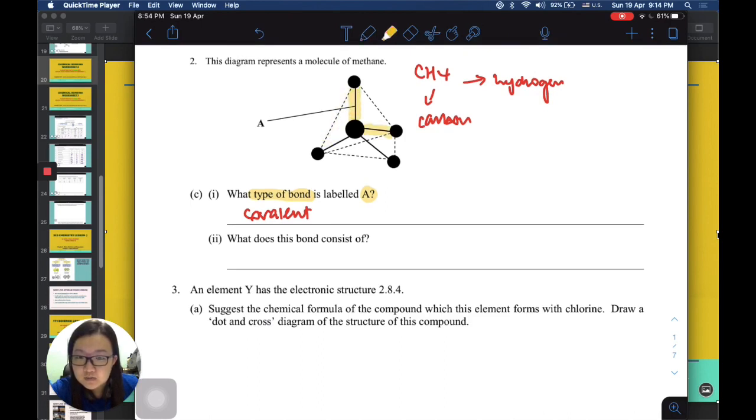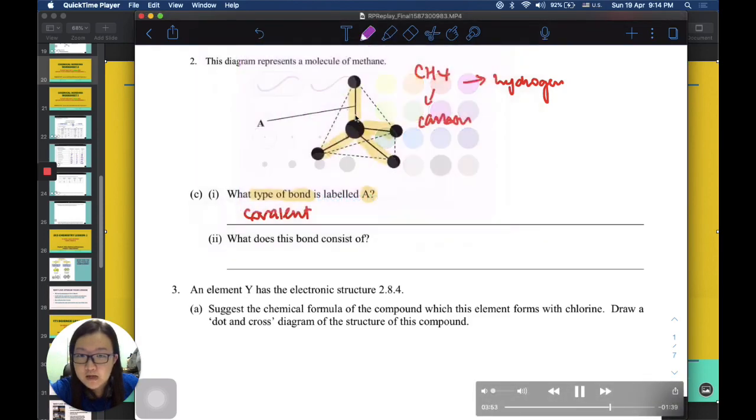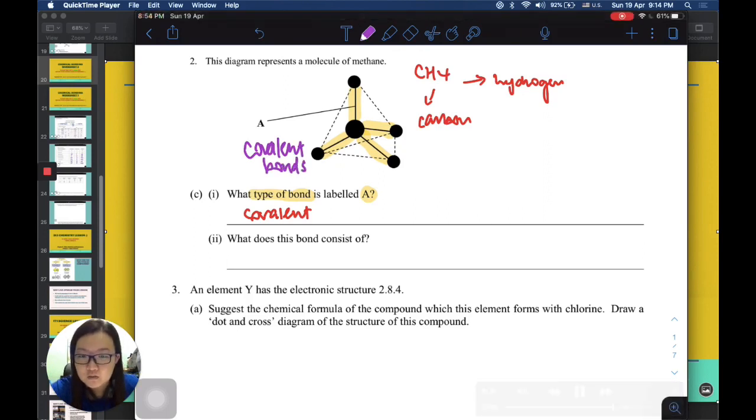Part 2. What does this bond consist of? So these 4 that I highlight over here, these are the bonds, and these are covalent bonds. So part 2 asks you, what does this bond consist of? Your answer will be, it consists of a pair of electrons.